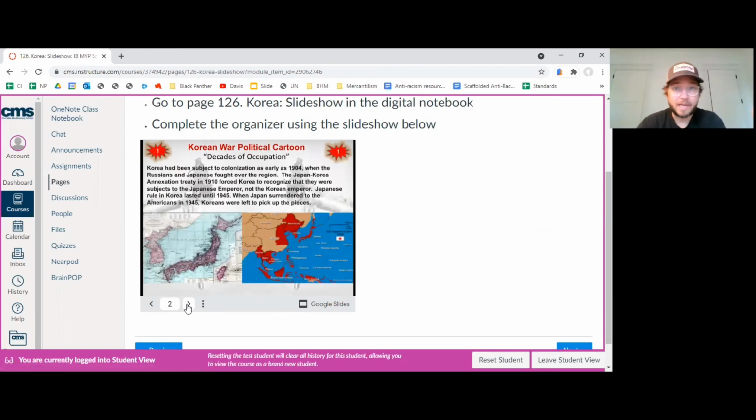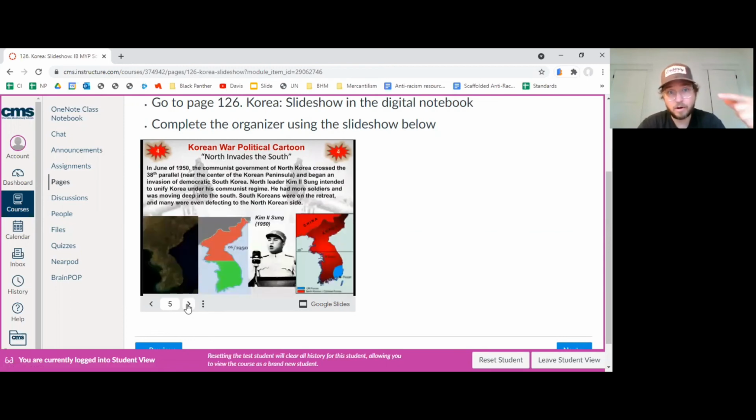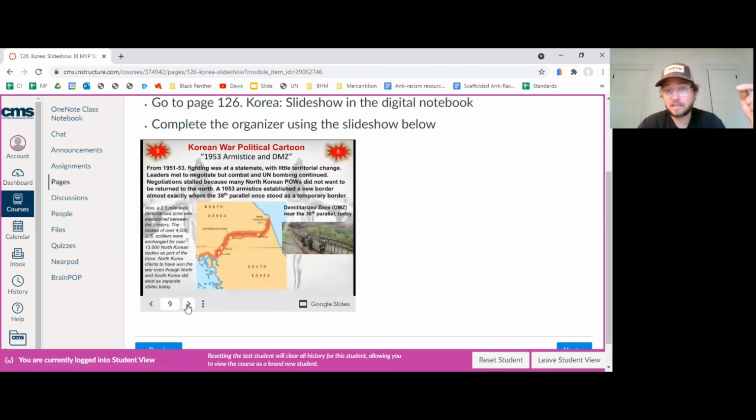Okay, and I did the first 2 slides together. The first one is the background slide, and then we have event 1, event 2, event 3, 4, 5, 6, 7, and 8. Each of those slides, okay, you need to have a minimum of 4 bullet points put into your digital notebook for the specific slide.